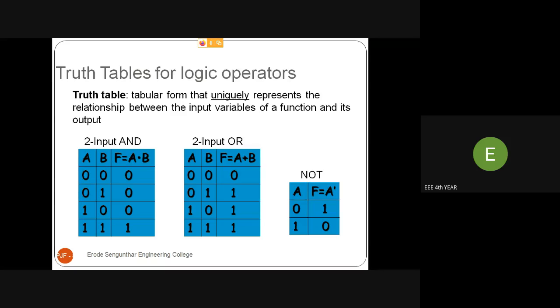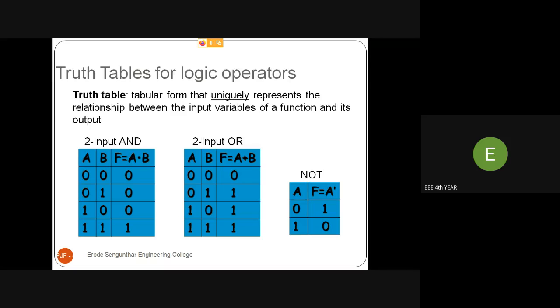For the OR gate, with inputs A and B, F is equal to A plus B. So 0 plus 0 is 0, 0 plus 1 is 1, 1 plus 0 is also 1, and 1 plus 1 is 1. If at least any one of the inputs is high, the output is also high. Okay, next, the NOT gate.